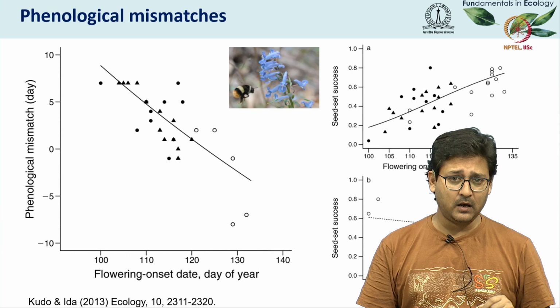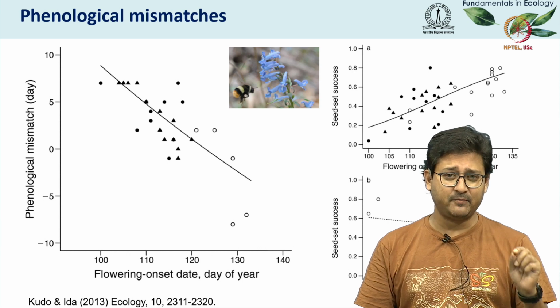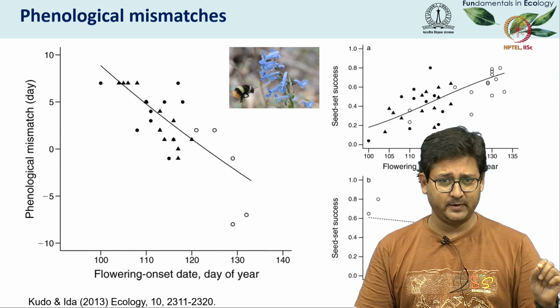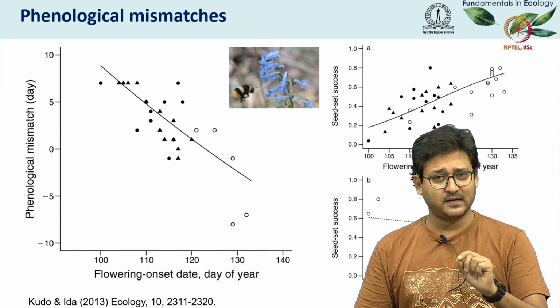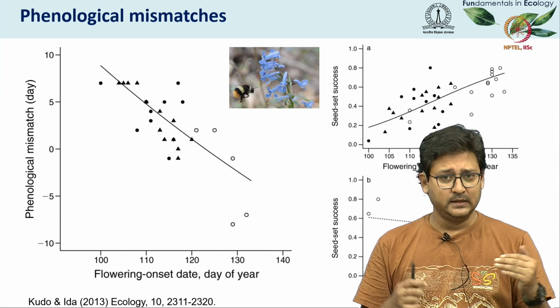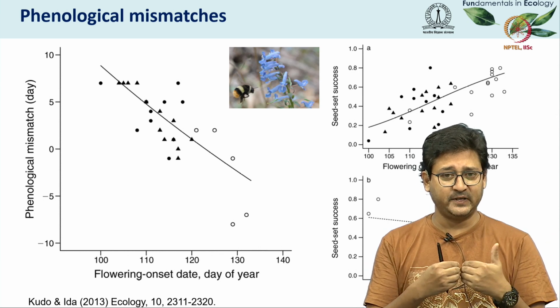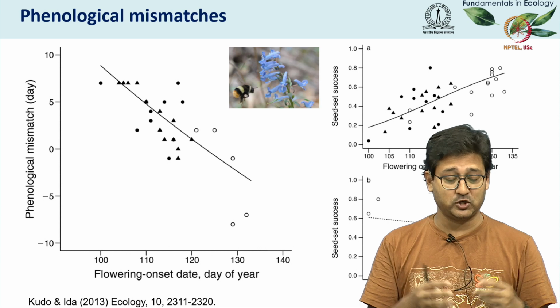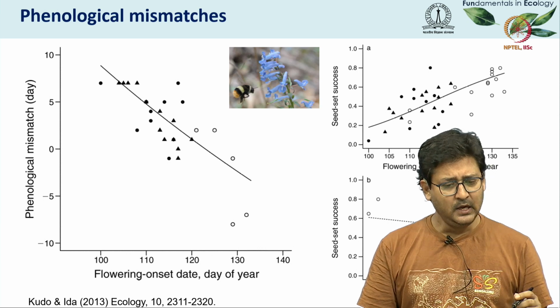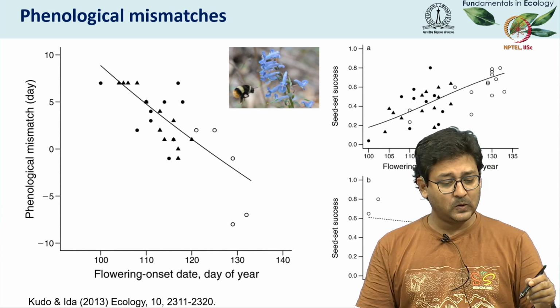What is happening now is that there is a mismatch between the timing at which the bumblebees emerge from hibernation and when the flowers are actually on the plant, a mismatch between those two phenological events. That is what is called a phenological mismatch.